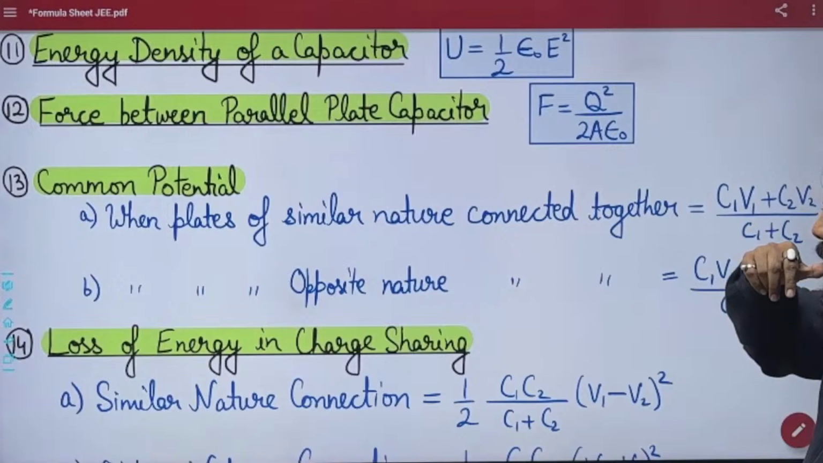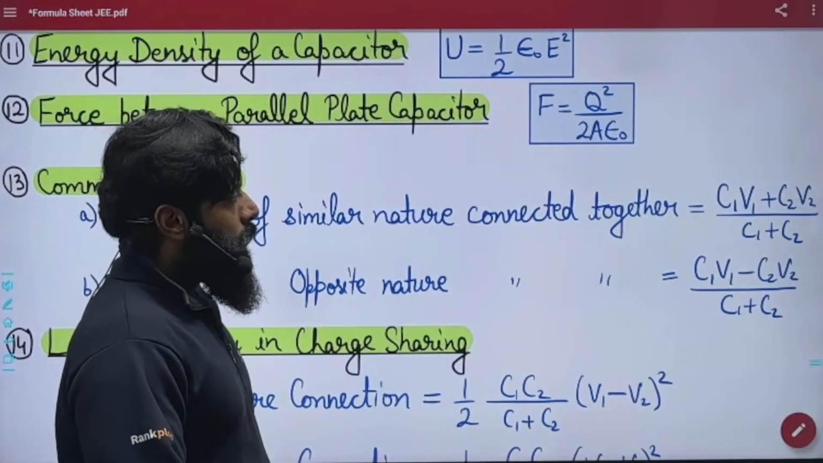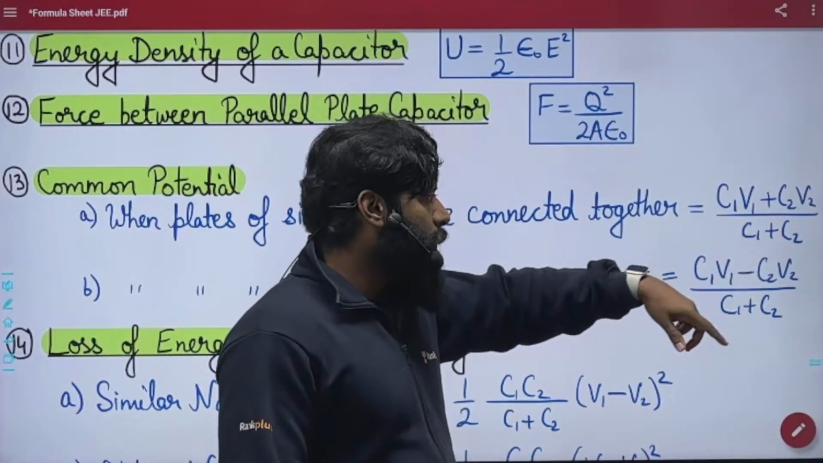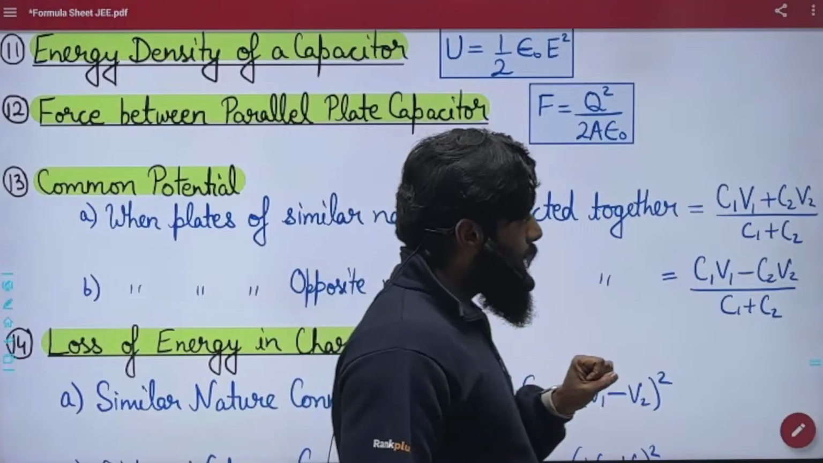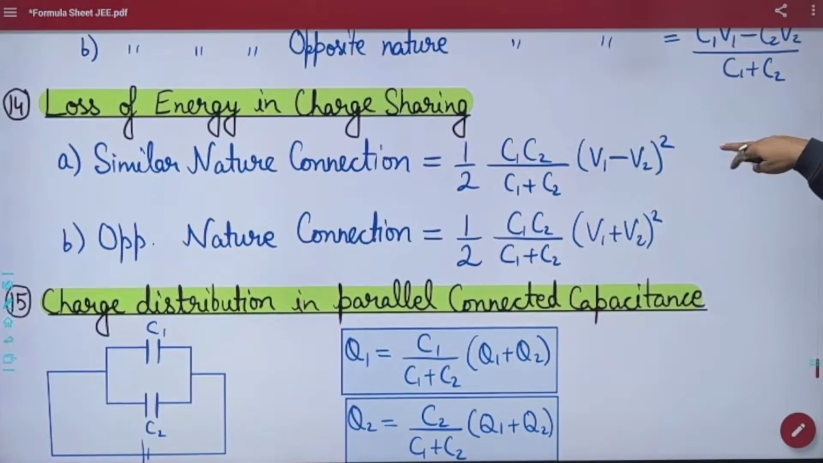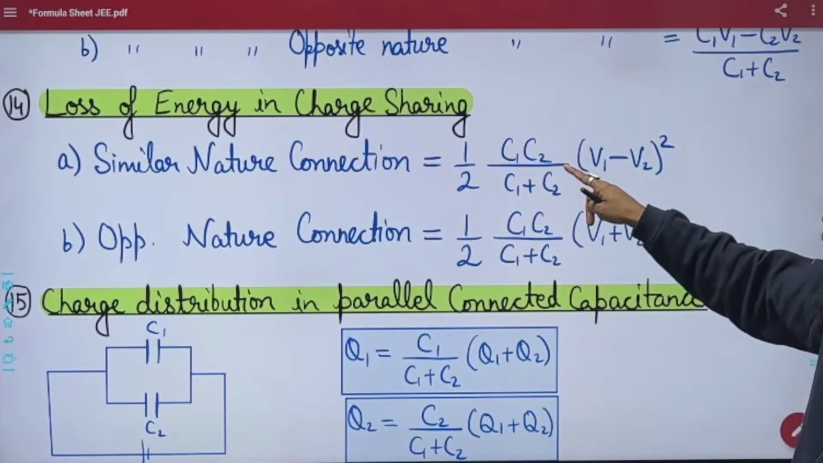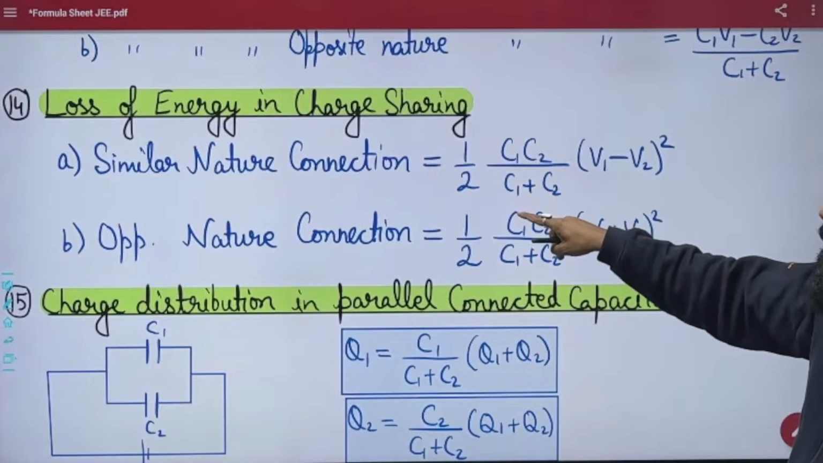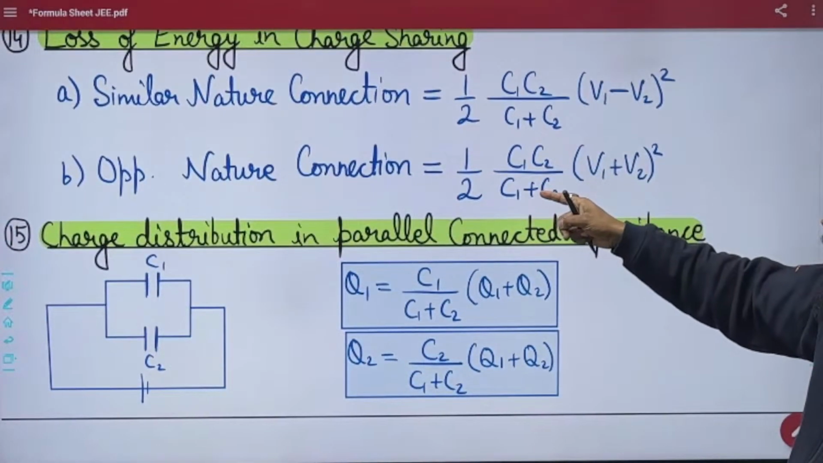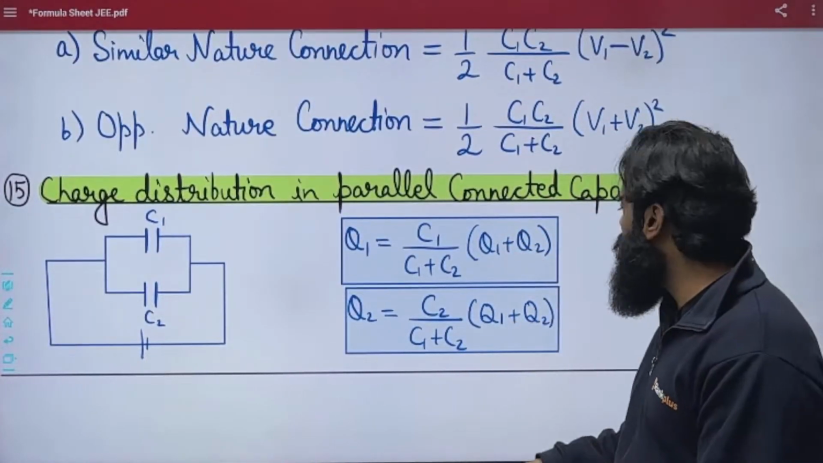Then if you need to find the common potential when plates of similar nature are connected together, the potential is C1 V1 plus C2 V2 divided by C1 plus C2. If they are of opposite nature, then it's C1 V1 minus C2 V2 divided by C1 plus C2. For the loss of energy in charge sharing with similar nature connections, it's half C1 C2 divided by C1 plus C2, times V1 minus V2 whole square. In the opposite case, we have to do this thing. And for the charge distribution, this is the direct formula.